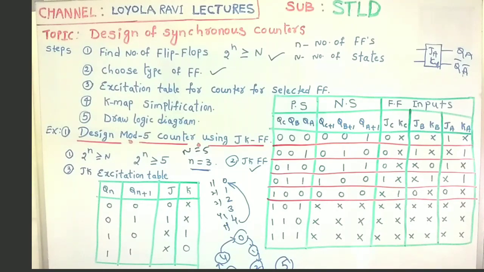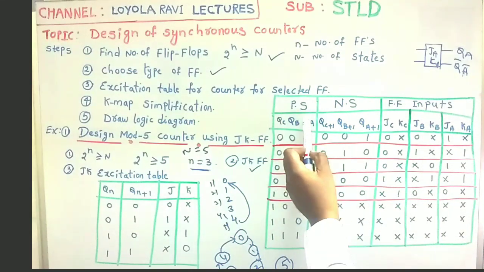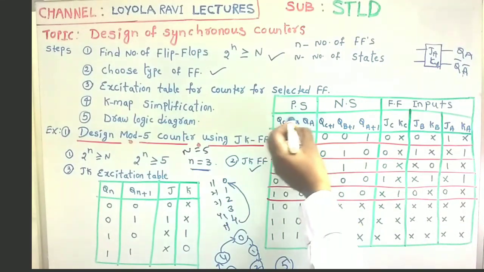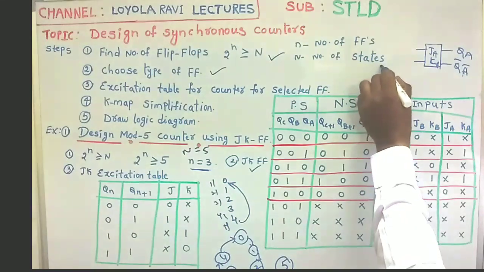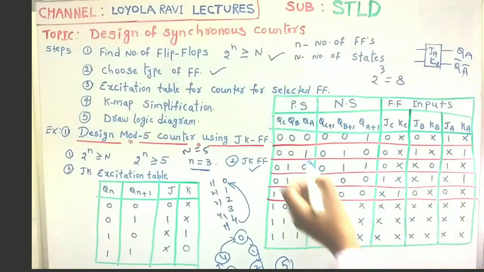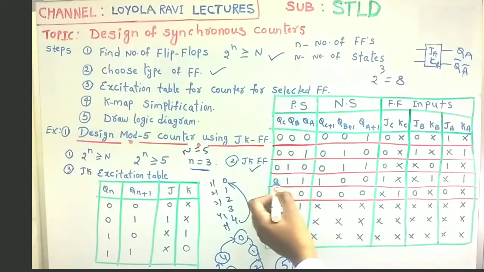Here for example I am using 3 flip-flops. 3 flip-flops means the total combinations are 2 power 3, nothing but 8. So we have 8 possible combinations: 0, 1, 2, 3, 4, 5, 6, 7. 0 to 7 is nothing but a total of 8 possible present states. I am writing 0 to 7.